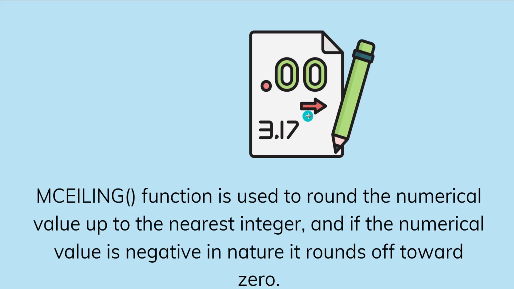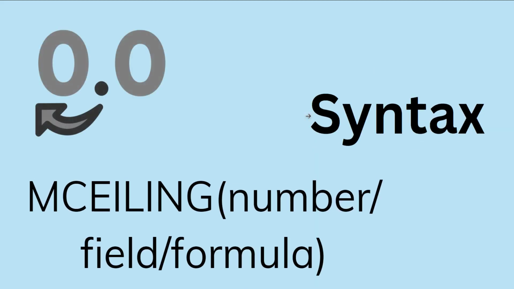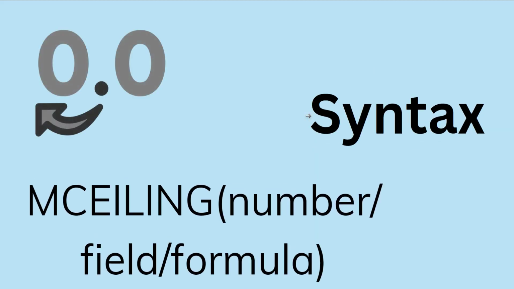So if we talk about its syntax, it is given on your screen. Here we have a MCEILING function, and in the parameter you have to pass a number or a field or any formula to do the necessary thing that you want to do. Basically it rounds off the value that you have passed to it. So now let's proceed and learn how we can use this MCEILING function in Salesforce in a formula field with the help of a real business scenario.